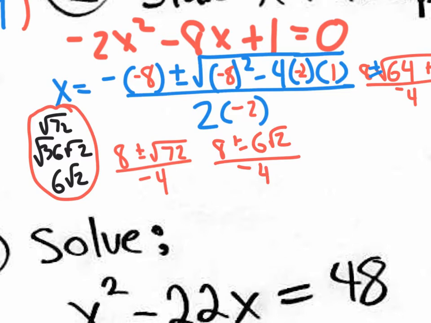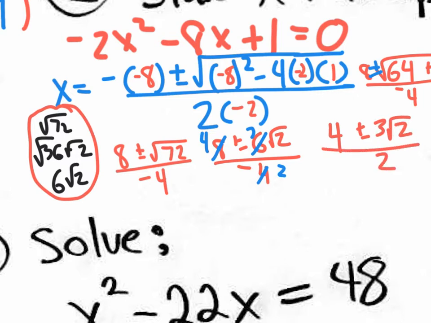Now at this point, I'm going to reduce the whole thing by 2. Okay, so if I reduce the whole thing by 2, this is going to become a 4, this is going to become a 3, that's going to become a 2. 4, 3, 2. So let me rewrite my answer over here. It's going to be 4 plus or minus 3 square root of 2 over 2.